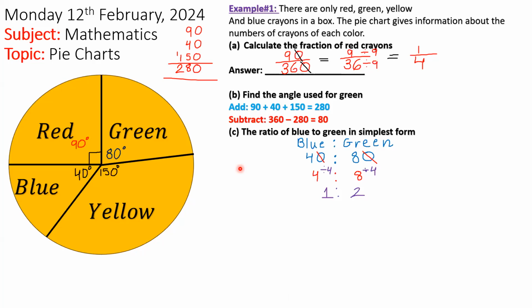Let me know if you understand how we got C. Again, let me know if you understand how we got C. Yes, sir. I do. All right. Anyone have any questions on this part C? Okay, so China, explain how we got 1 to 2.